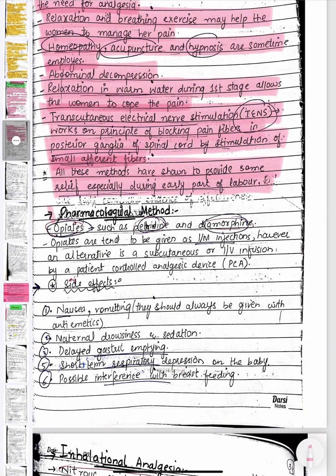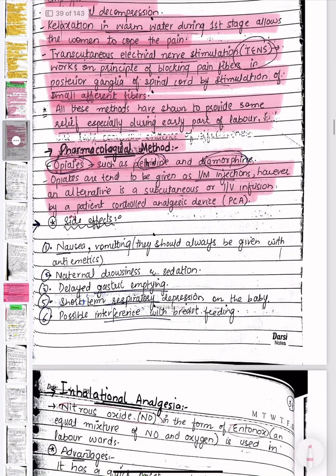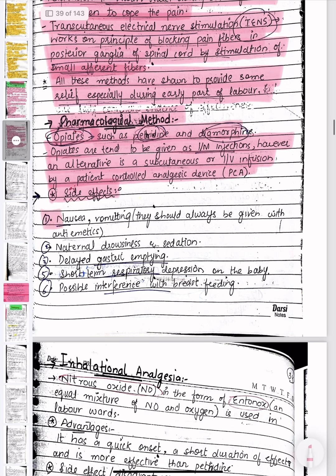Now the pharmacological methods are opiates such as pethidine and diamorphine. Opiates tend to be given as intramuscular injections. However, an alternative is a subcutaneous or intravenous infusion by a patient-controlled analgesia device. The side effects are nausea, that is vomiting. They should always be given with antiemetics. Then maternal drowsiness and sedation may occur, delayed gastric emptying and short-term respiratory depression in the baby and possible interference with breastfeeding.